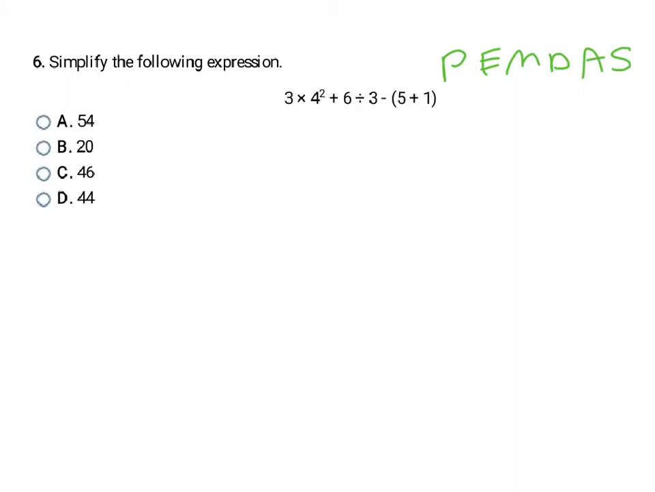So now I'm going to continue to follow order of operations. So I'm going to do parentheses first. So here 5 plus 1 is 6. So I'm going to have 3 times 4 squared plus 6 divided by 3 minus 6. So I have parentheses done. I'm going to look at exponents. I have one of those, 4 squared, 4 times itself. 4 times 4 is 16.